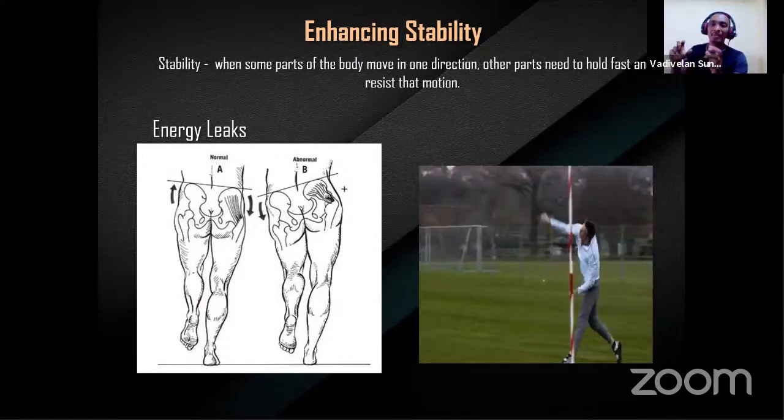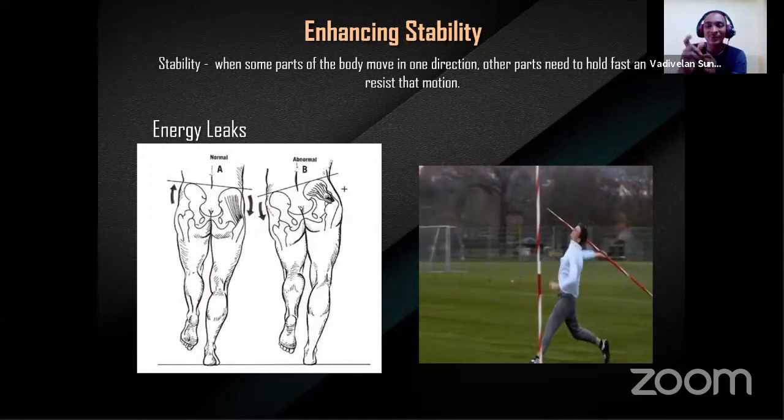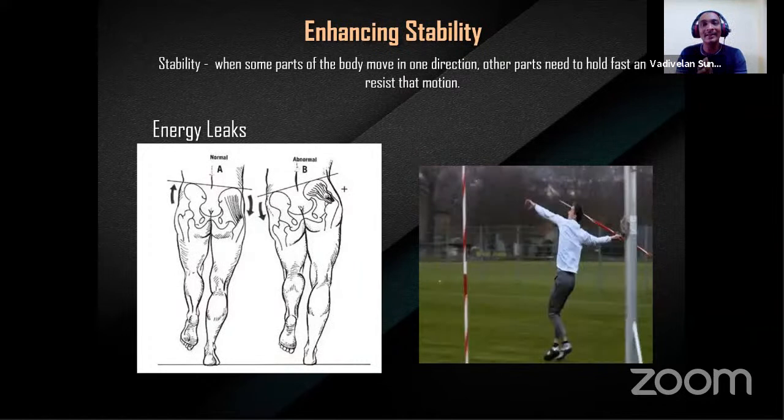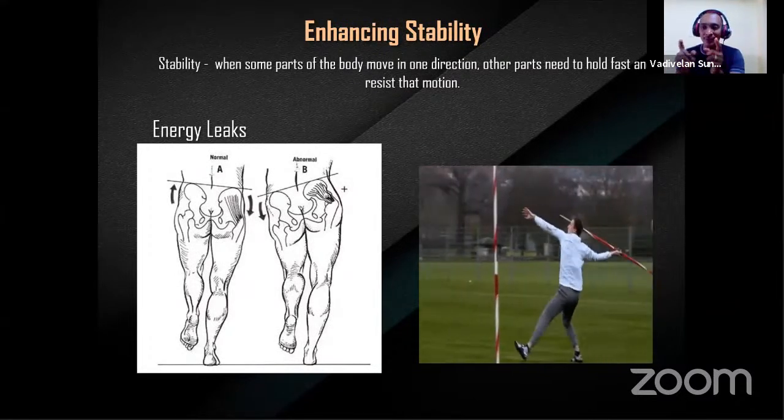So you have to be stable when you perform a power action. Only then can you execute the power properly. So that's the thing, enhancing stability. Enhancing stability can be achieved through functional strength training.